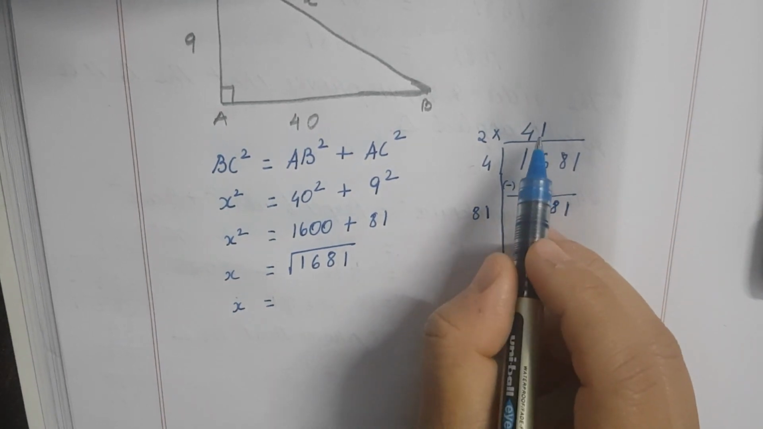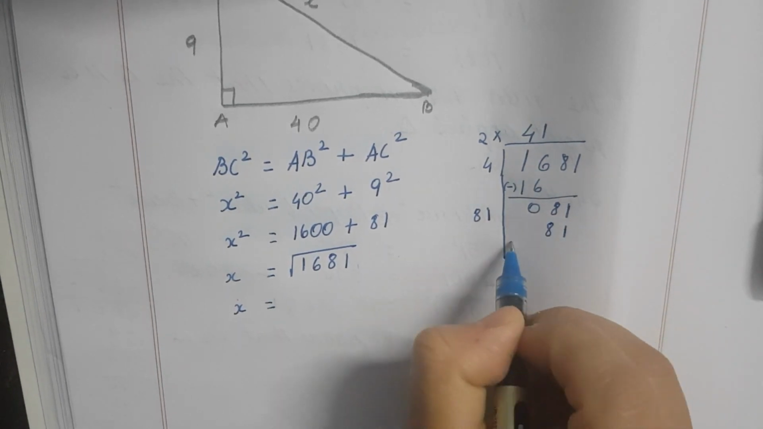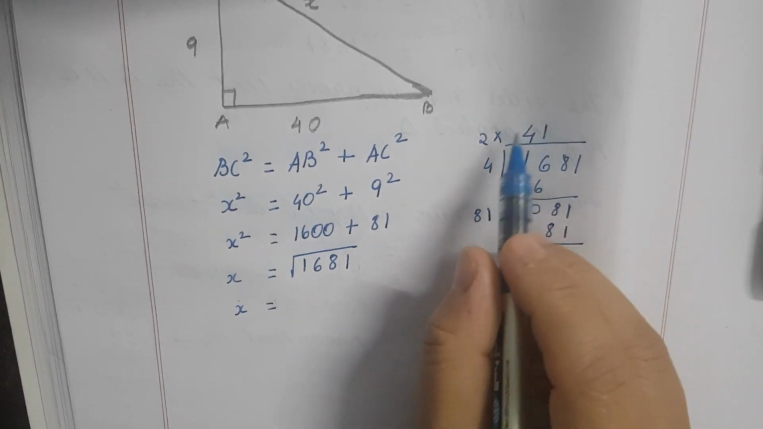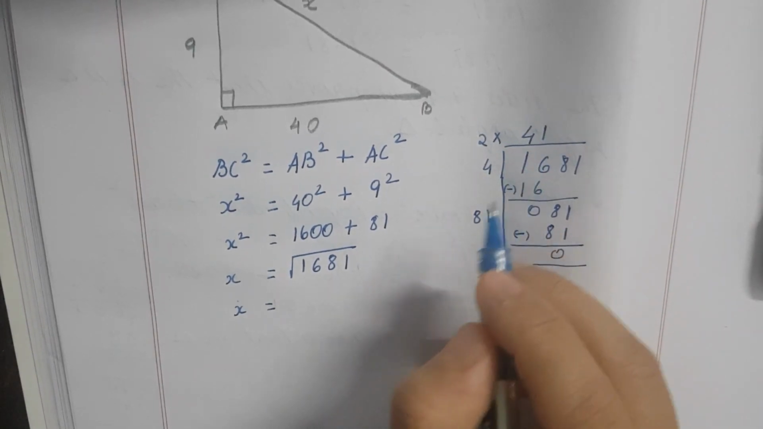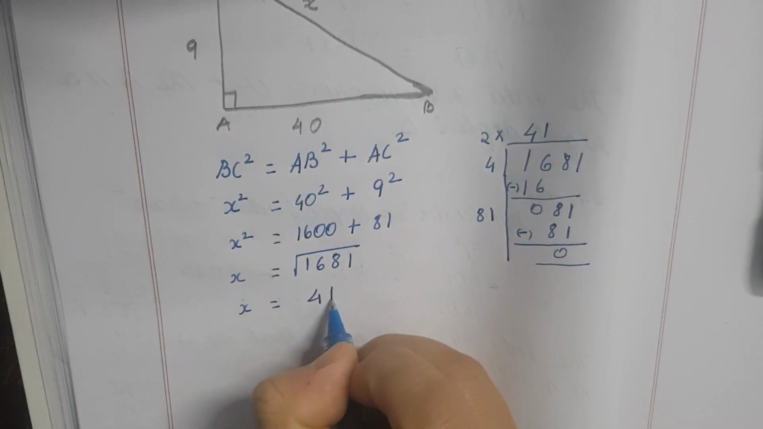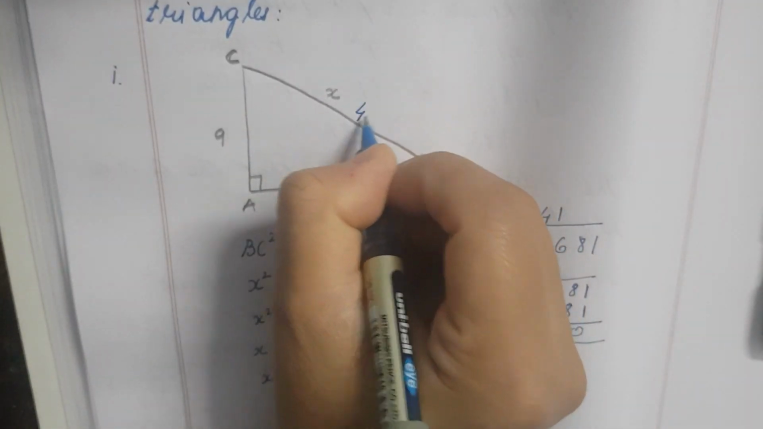So இப்போ மல்டிப்ளை பண்ணி பாருங்கள். 1 1s is 1, 1 8s is 8. So இப்போ இதை சப்ட்ராக்ட் பண்ணோன்னா நம்மளுக்கு 0 கிடைக்கும். So the answer is 41. The quotient என்னென்ன இருக்கோ அதுதான் நம்மளோட ரூட். So the root of 1681 is 41. So the hypotenuse or the value is also 41.